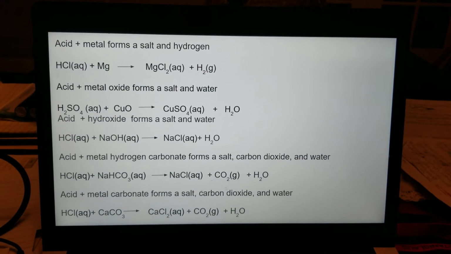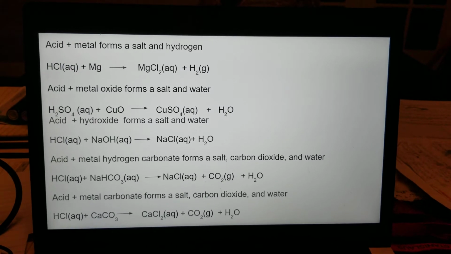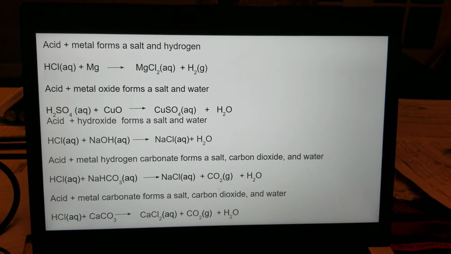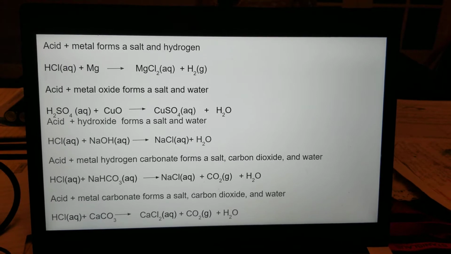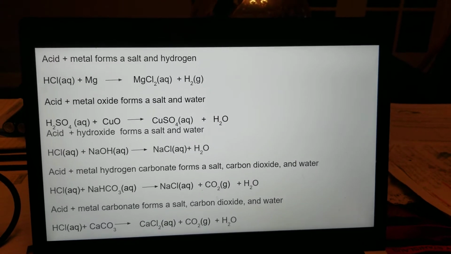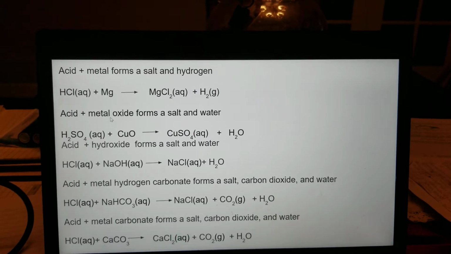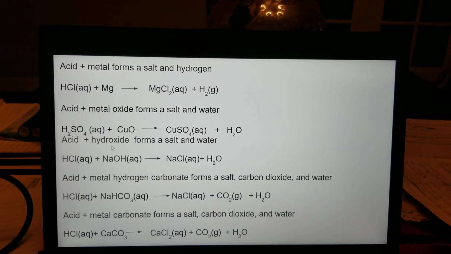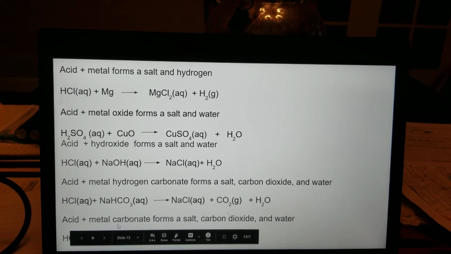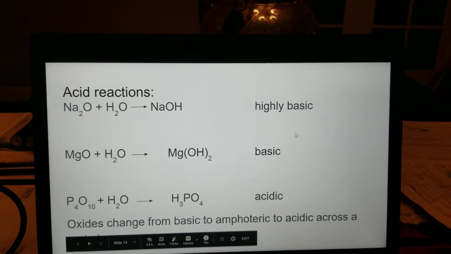All right, guys. So this is where we left off last time. Hopefully you studied these reactions. You basically need to know, anytime an acid reacts with any of these five different things, what the products are. So again, if an acid reacts with a metal, a metal oxide, a hydroxide, a metal hydrogen carbonate, or a metal carbonate.